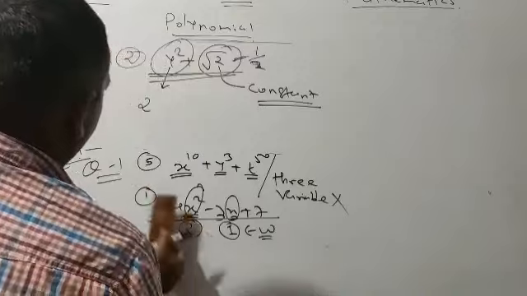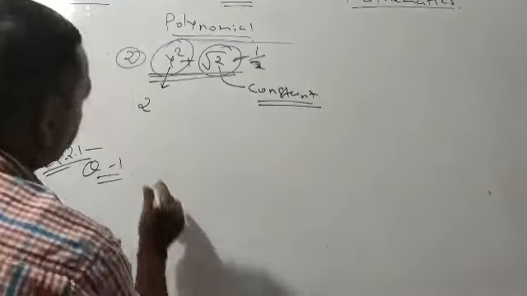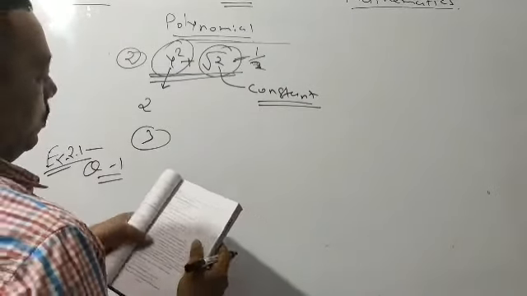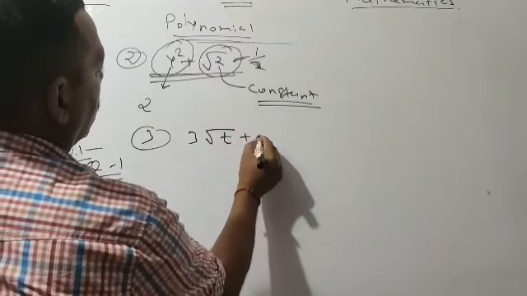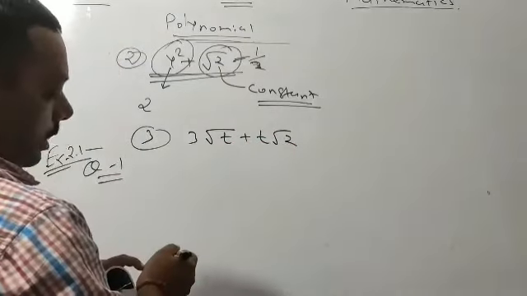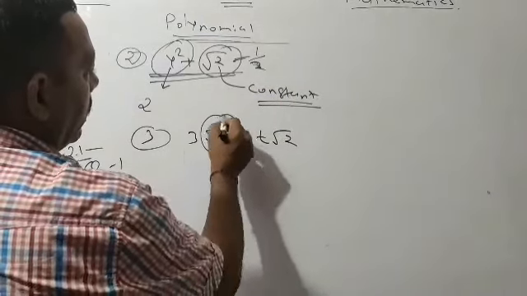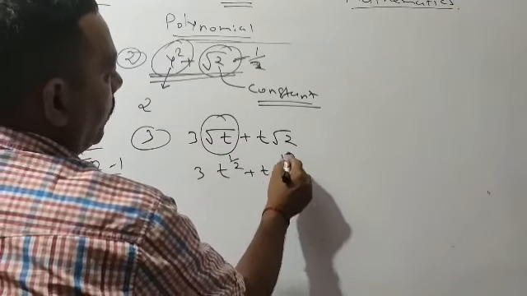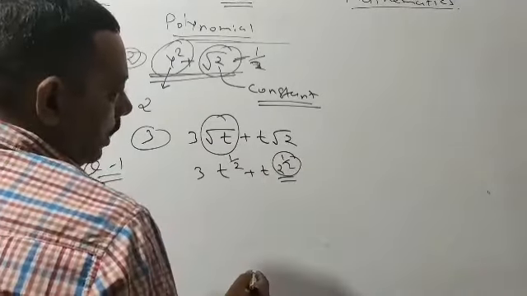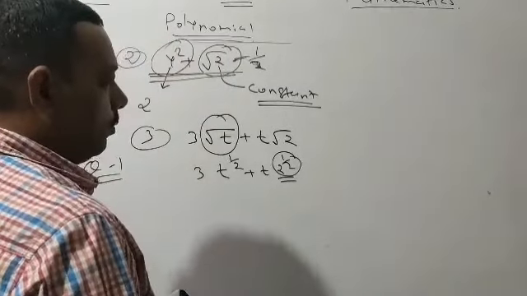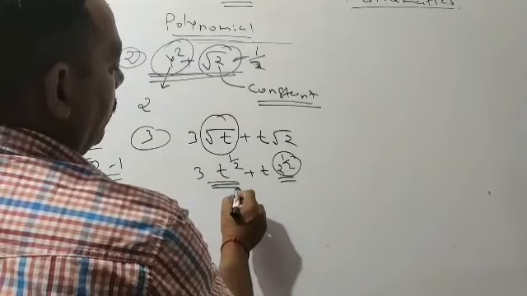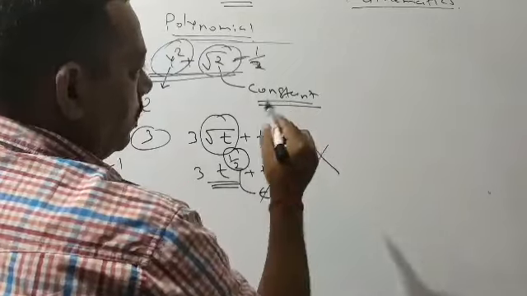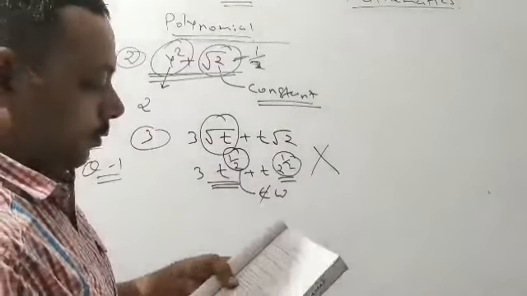Now the next is question number 3. 3 root t plus t root 2. As we have discussed in an example, root means half power, and t to the half power. Here this 2 raised to half does not matter for us because 2 is a constant, but in the first term the variable is t and the power is half, which does not belong to whole numbers. So the third question is not a polynomial.